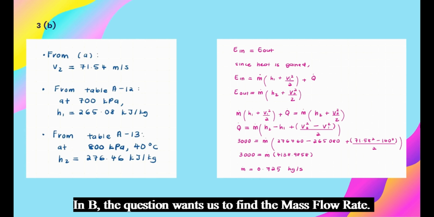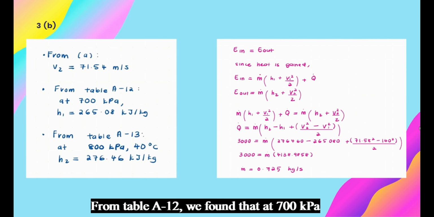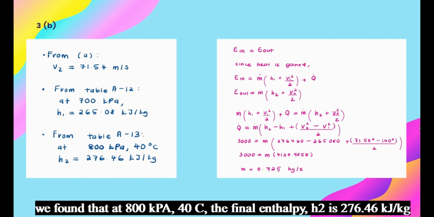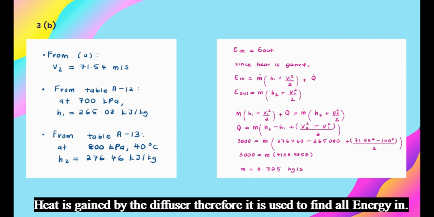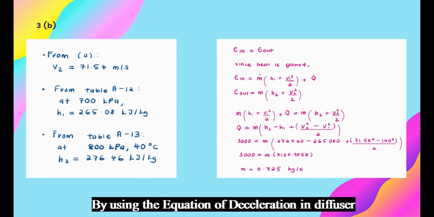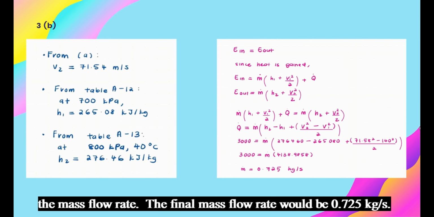In part B, the question wants us to find the mass flow rate. From the previous part, we found that the final velocity is 71.54 m/s. From table A-12, we found that at 700 kPa, the initial enthalpy h1 is 265.08 kJ/kg. And from table A-13, we found that at 800 kPa and 40 degrees Celsius, the final enthalpy h2 is 276.46 kJ/kg. Heat is gained by the diffuser, therefore it is used to find the energy in. Heat gain is at a rate of 3 kJ/s. By using the energy balance equation for a diffuser, where all energy in is equal to all energy out, we can find the mass flow rate. The final mass flow rate would be 0.725 kg/s.